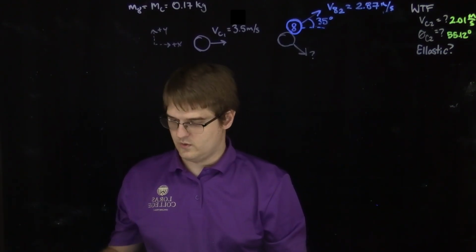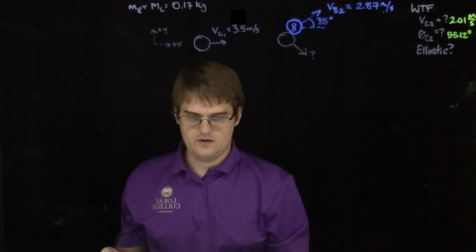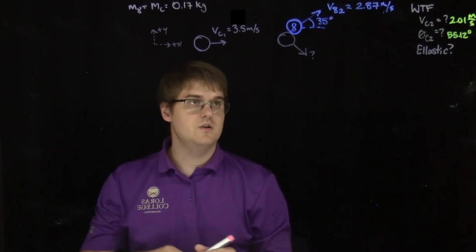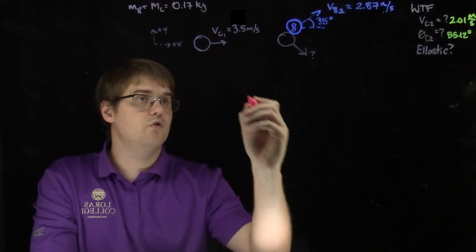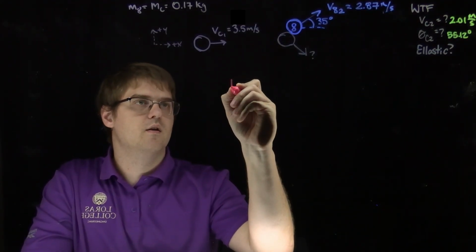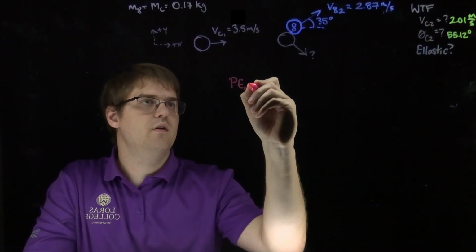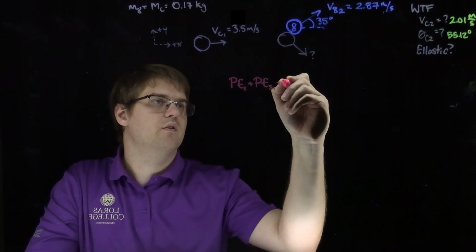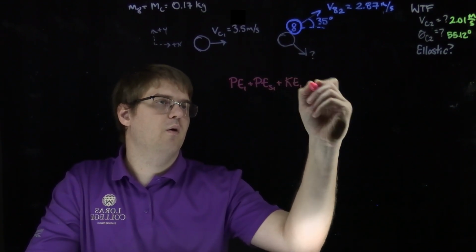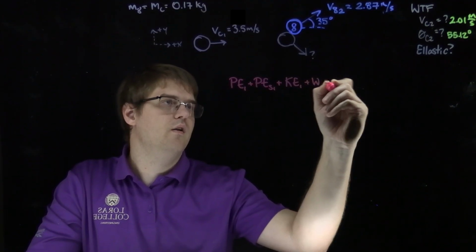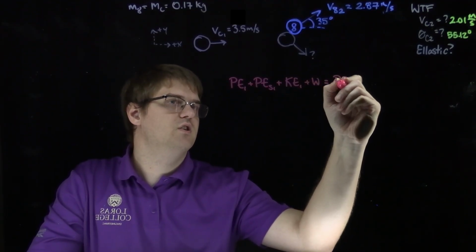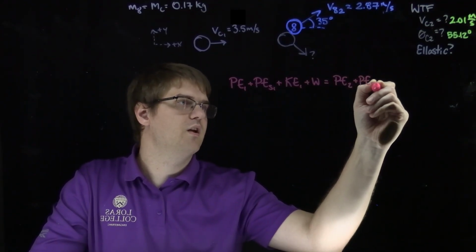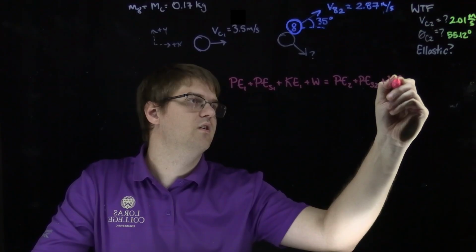So what we need to do here is ask, is energy conserved? Our conservation of energy equation is this super long thing. We say that potential energy 1 plus potential energy of our spring at 1 plus kinetic energy at 1 plus work is going to be equal to potential energy 2 plus potential energy of our spring at 2 plus kinetic energy at 2.